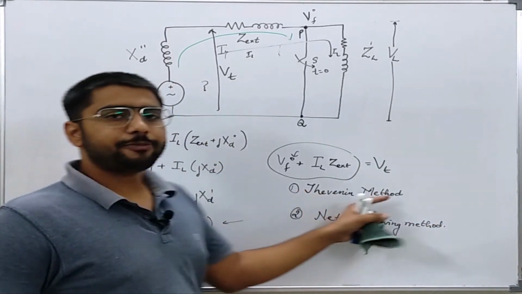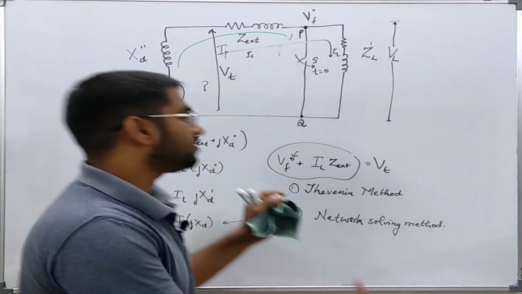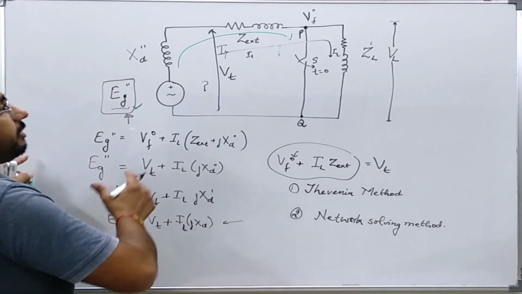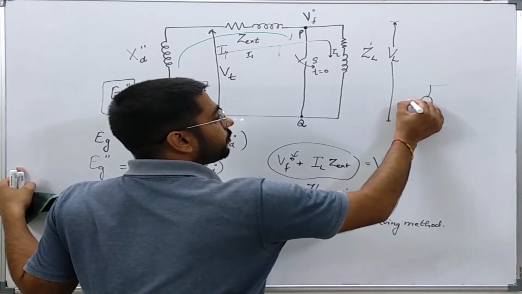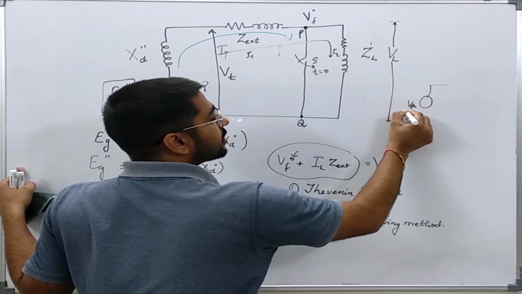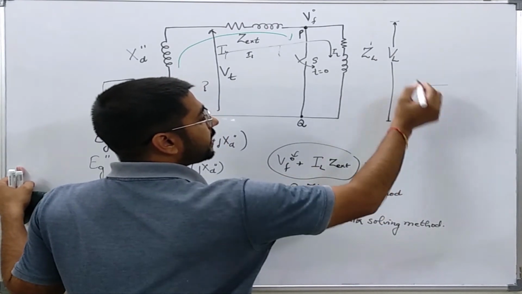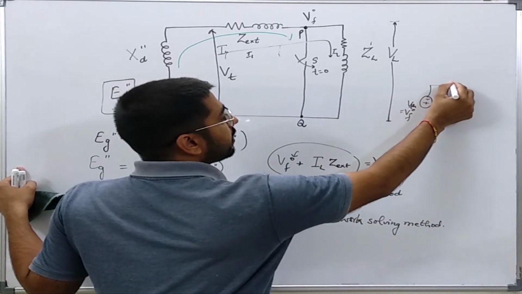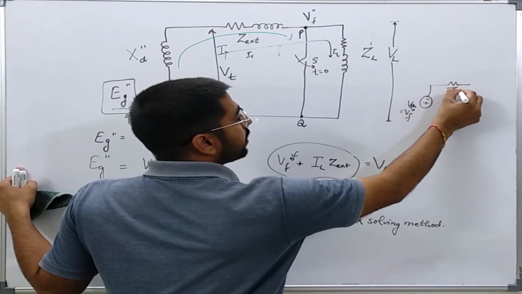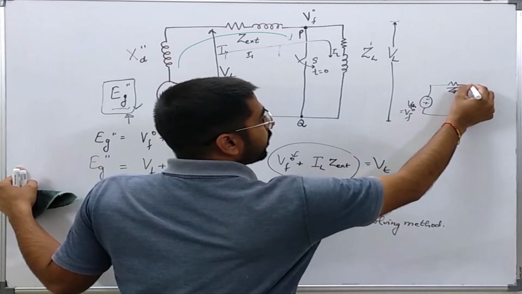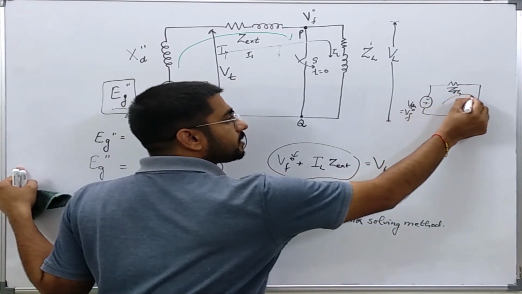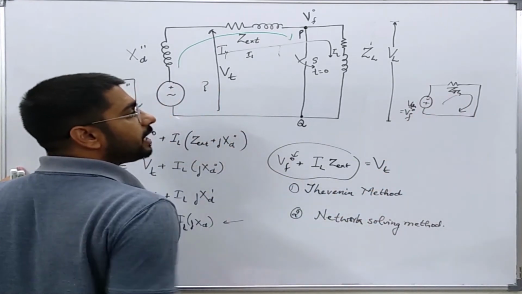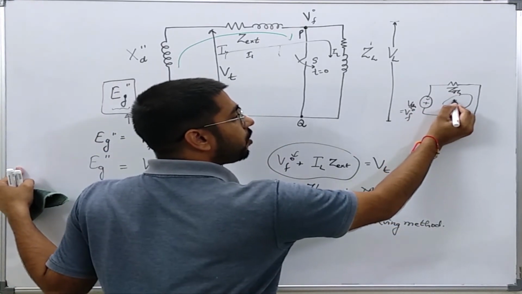So what is the Thevenin method? The method uses the Thevenin theorem. What we will do is make an equivalent Thevenin network, with V Thevenin, which is equal to the pre-fault voltage, and this will be Z Thevenin. So the current calculated through this network will just be the fault current.